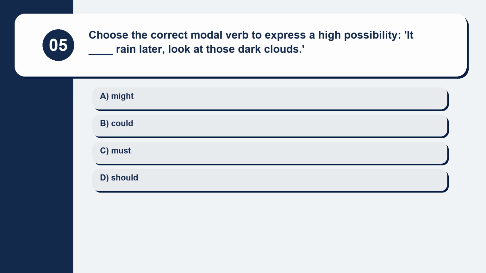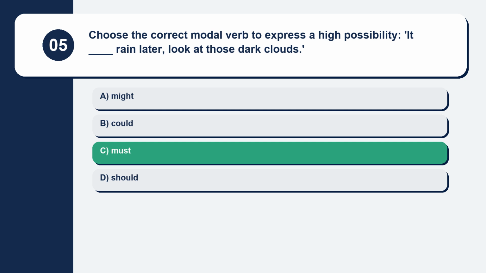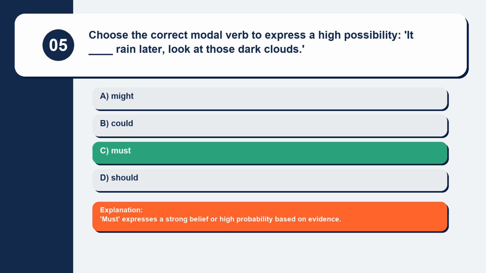Question 5. Choose the correct modal verb to express a high possibility. It ______ rain later. Look at those dark clouds. Might, could, must, should. Must expresses a strong belief or high probability based on evidence.